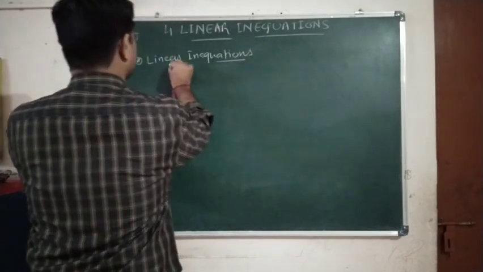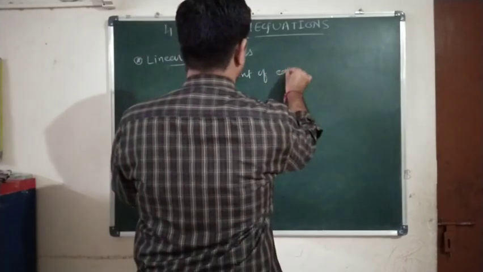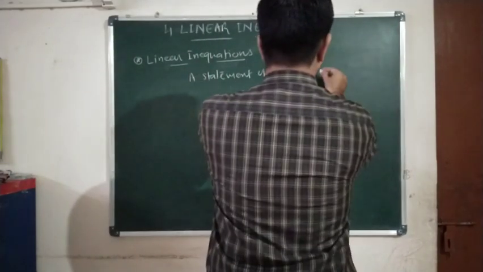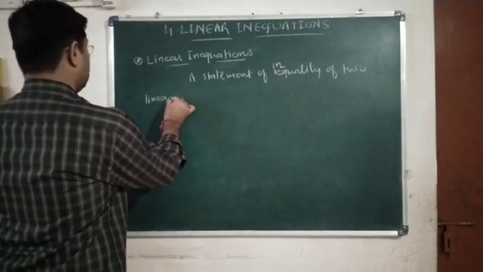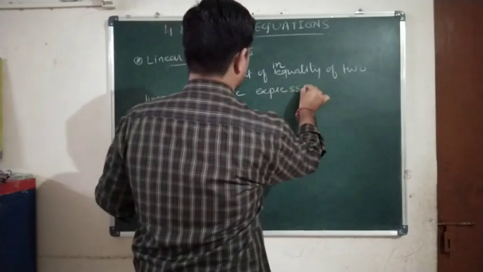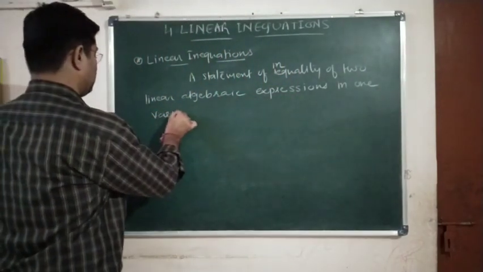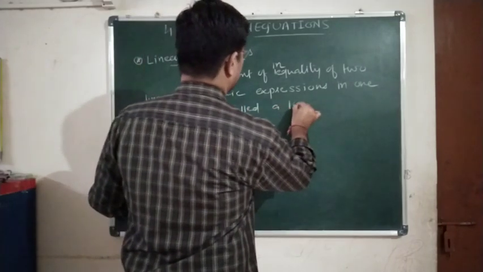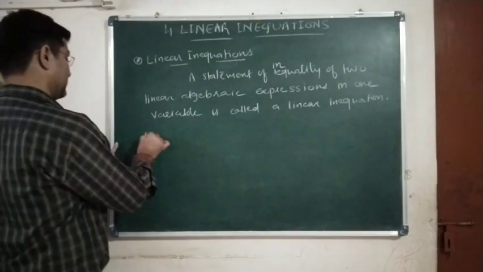Linear inequations: a statement of inequality, not equality but inequality, of two linear algebraic expressions in one variable is called a linear inequation. We can see the examples.